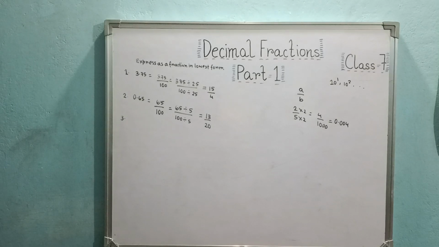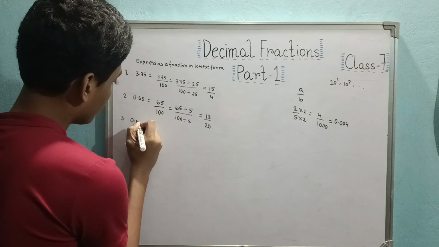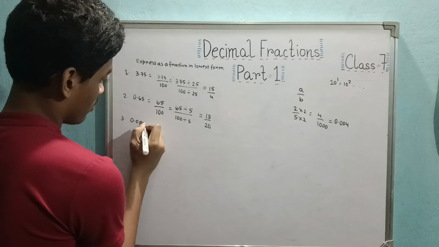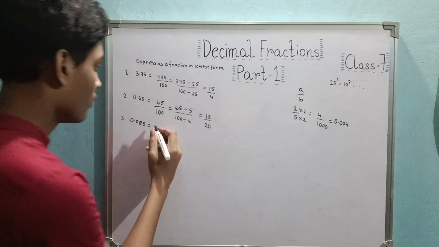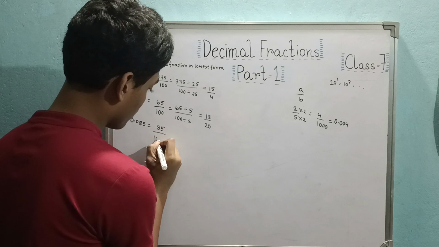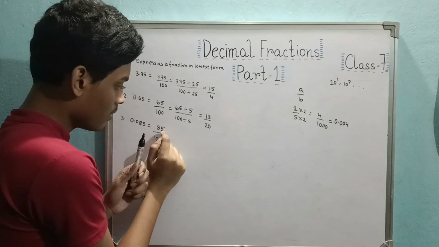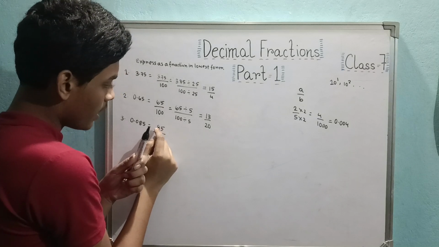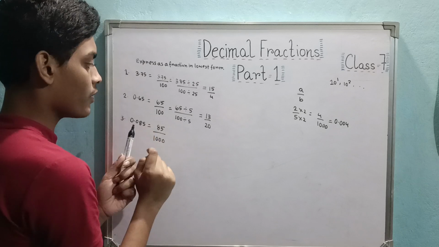Another sum. So now it's given 0.085. So after decimal point, 3 places. So this is 85 by 1000. Okay. See, 3 zeros from right hand side. 1, 2, another 0. Then the point gets placed. After 3 places, the point gets placed.